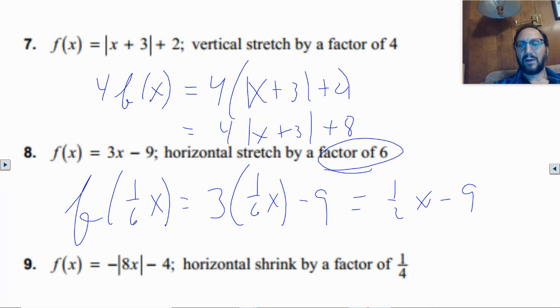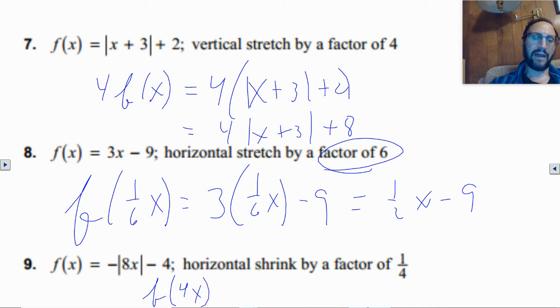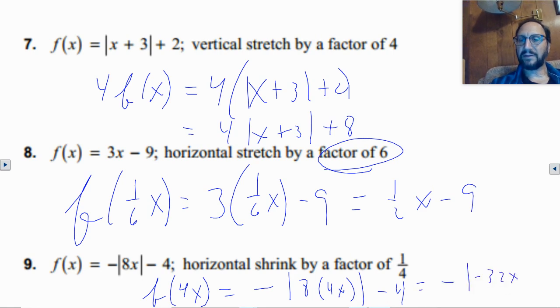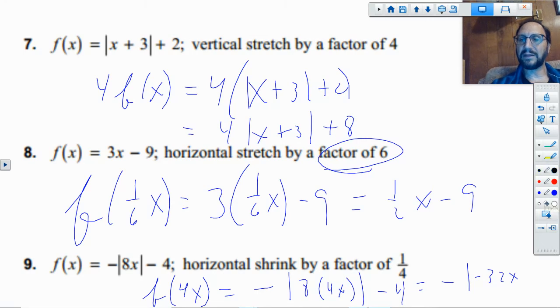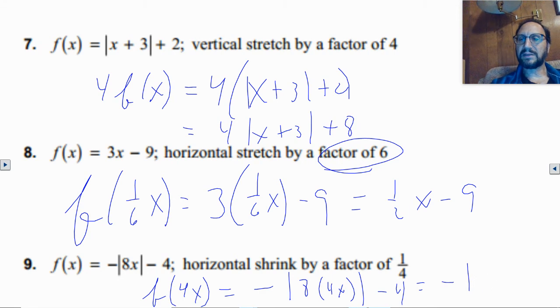And the last one here, horizontal shrink by a factor of 1/4. A 1/4 means multiply the x values by 4. So it's the same as saying f of 4x. So I'm going to put a 4x where the x is, the opposite of 8 times 4x minus 4, which is also the same as saying the opposite of 32. Oh, that minus is supposed to not be on the inside, is it? Sorry about that. So 32x inside minus 4.